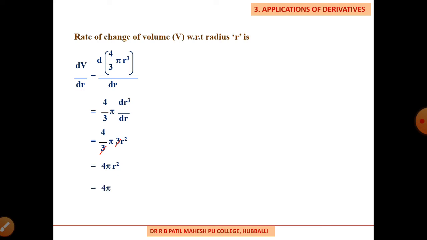Here R is given, that is 10 centimeter. So put R equal to 10. So we get 400 pi cubic centimeter per second. So this is the answer, that is the change in the volume of the sphere with respect to R.